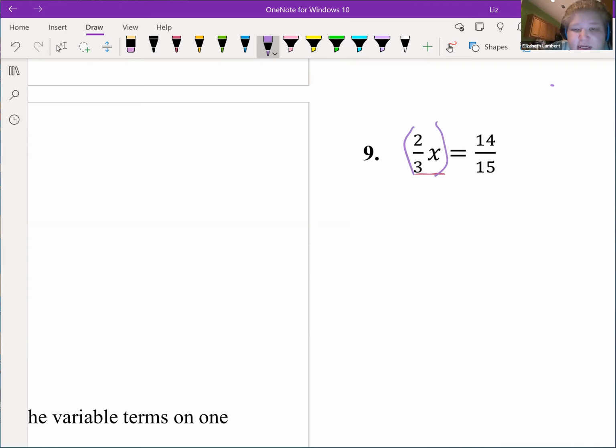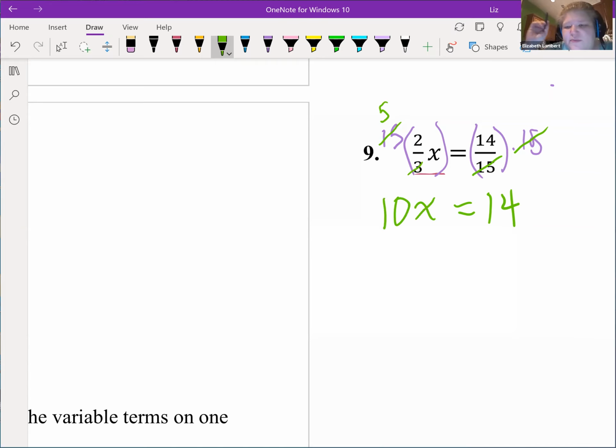I'm going to take this side here, multiply by just 15, not 15 over 15, just 15, technically over 1 if you want to see a denominator. Now we do that because over here on the right, 15 and 15, top and bottom, those divide to 1. 14 times 1 is 14. Now over here, 15 on top, 3 on the bottom, that 3 divides into 15 5 times. 5 times 2 is 10x.